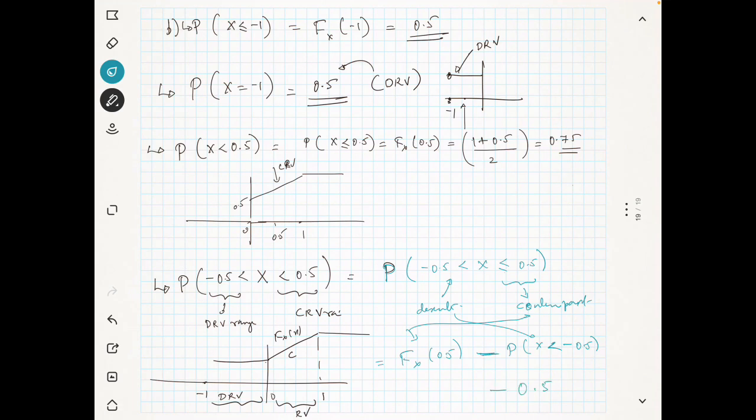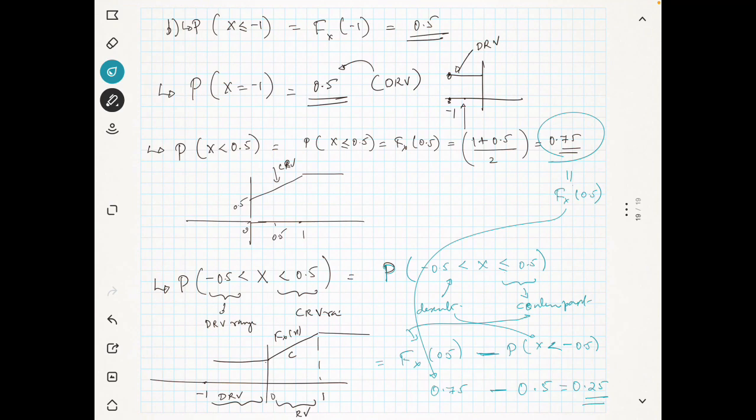So this minus sign and this minus sign, and fx of 0.5 we have already got from the previous problem, which is equal to 0.75. I will substitute this here, so you will get 0.25. So this is the answer.